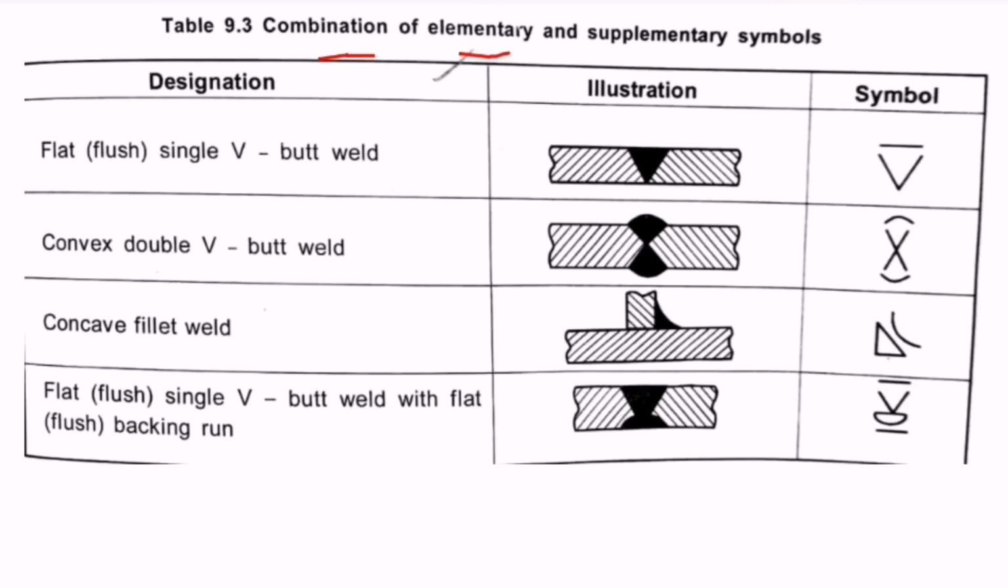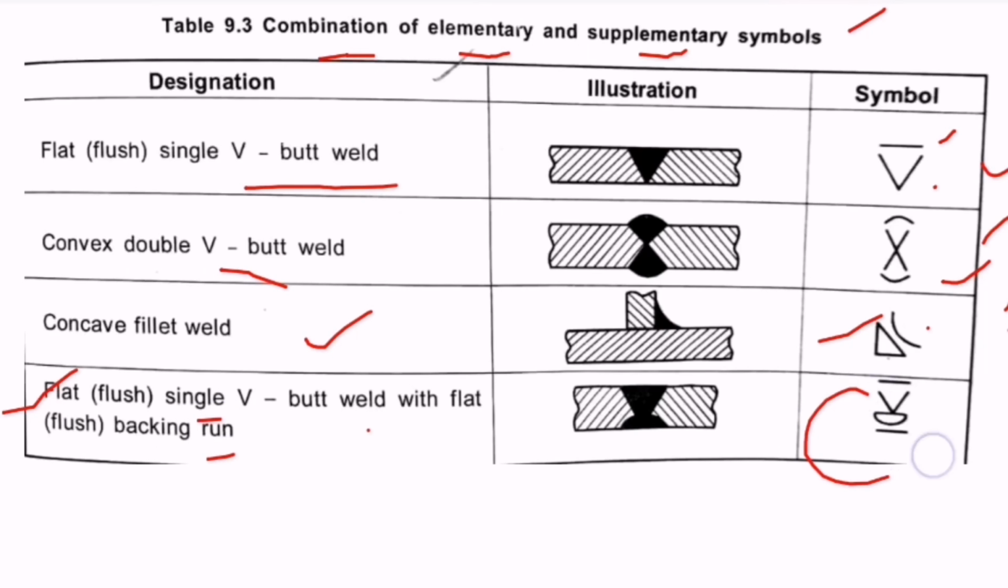Next is combination of elementary and supplementary symbols. First one is flat single V butt weld. So V is there, flat is there. So flat single V butt weld. Next is convex double V butt weld. This side one V, this side another V, and this is convex. Next, concave fillet weld. This is fillet weld symbol plus concave. Next one is flat single V butt weld with a flat backing run. Look at this. If you know individually backing run and V butt weld and flat, if you join those symbols you will get that.